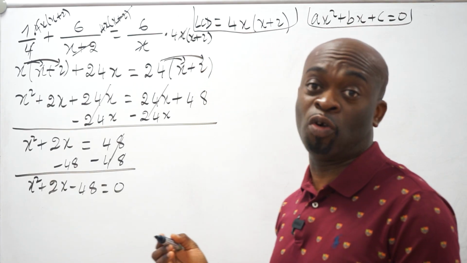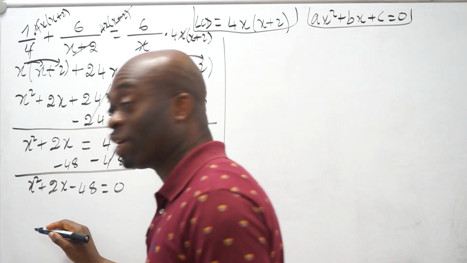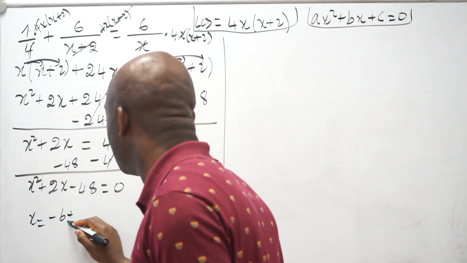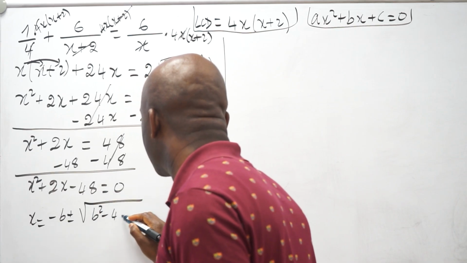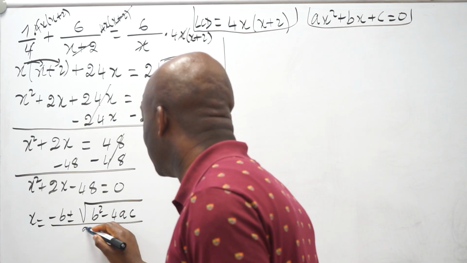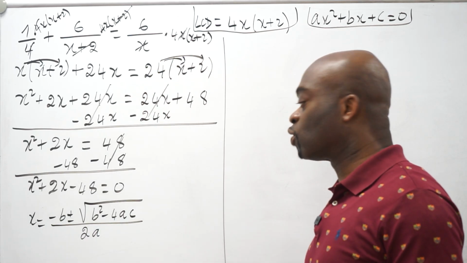Now we can use a quadratic formula, right? So the quadratic formula, which is x equals what? x equals negative b plus or minus the square root of b squared minus 4ac, 4 times a times c, and then divided by 2a. All right? So this is what we have.